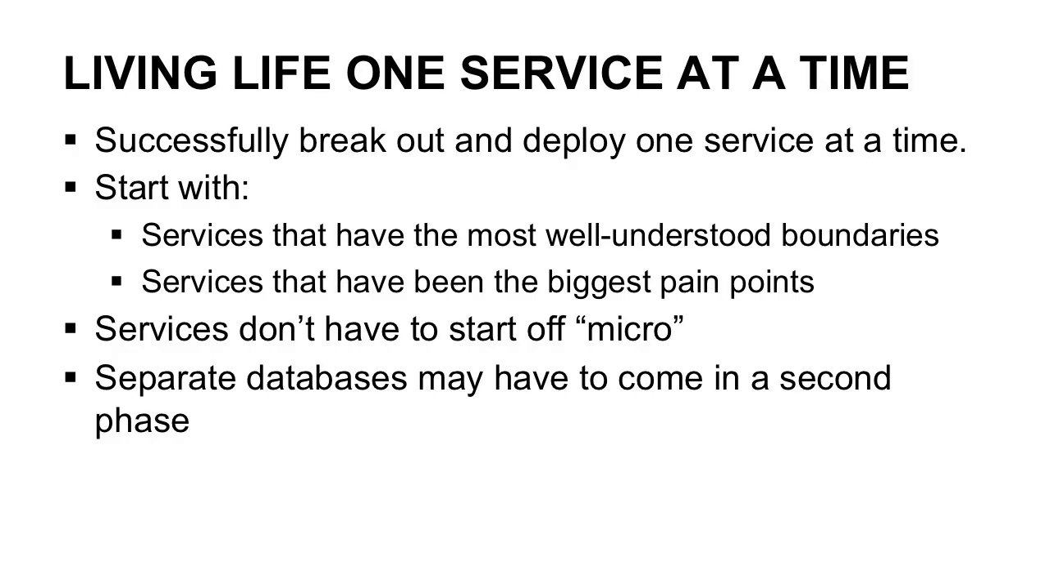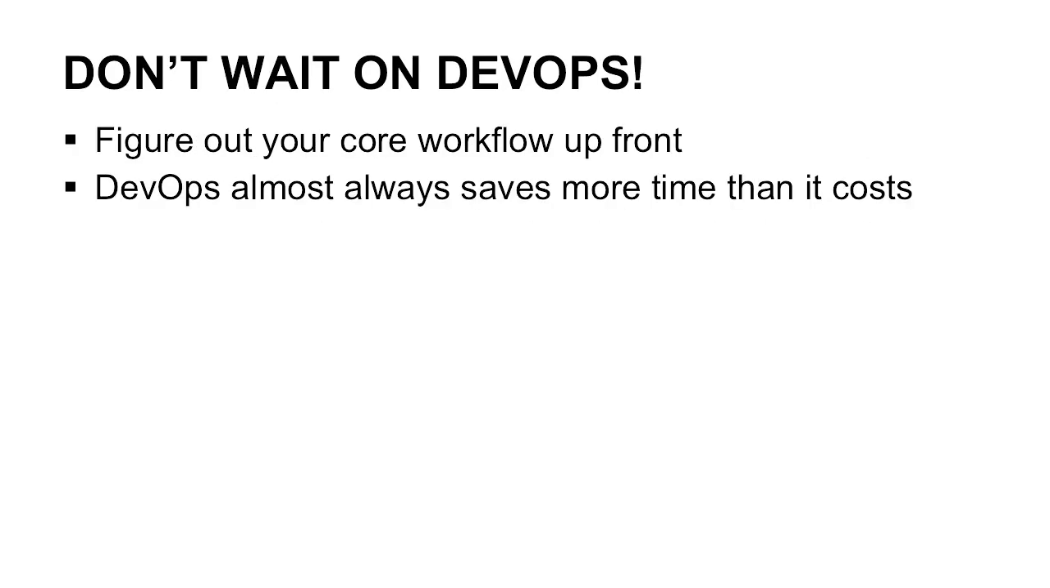And again, services don't have to start off micro. Sometimes you know you just need to get a large portion of functionality out of the monolith because it's causing problems. Pull it out, get it into its own service, and then maybe from there you can break it apart more. Also, separate databases might have to come in a second phase because lots of times as you're breaking apart a monolith, the data is just too coupled to separate services. And then once you've gotten the services broken out, it can be a little bit more doable to break the data into separate databases.